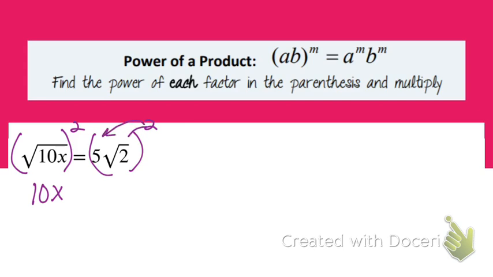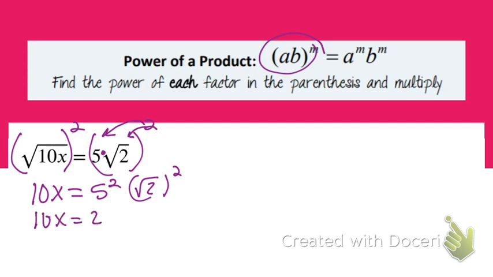On the right side, because this is a product, 5 times the square root of 2, you're going to end up squaring both of them. That's basically this power of a product rule. You're going to square both things inside of there. So you're going to square the 5, and you're going to square the root 2.